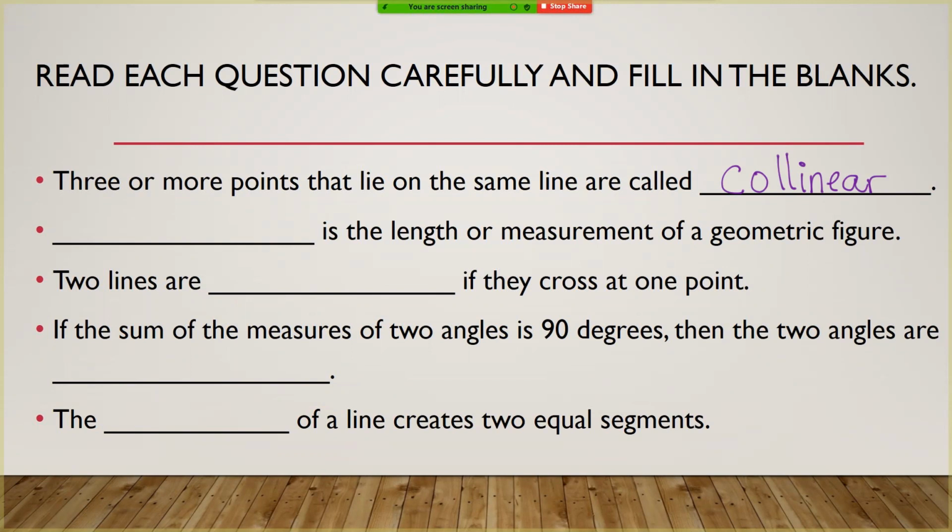Blank is the length or measurement of a geometric figure, that is the distance. Two lines are blank if they cross at one point. Those would be intersecting.